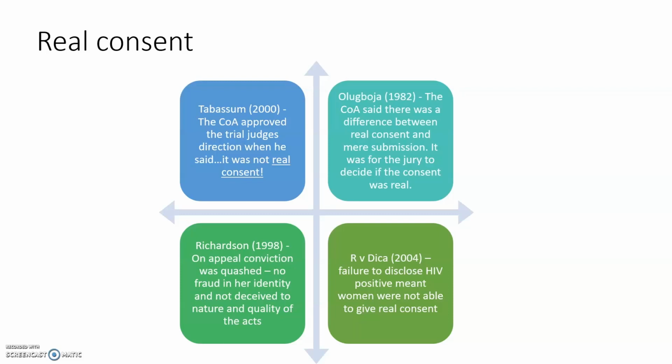Tabassum pretended to be a doctor. He set up a sort of mini surgery in a car park and examined lots of women's breasts actually on the basis of collecting information for a database. So the people that consented to this thought they were doing it for that reason, but actually he wasn't a real doctor and he was doing it for sexual gratification.